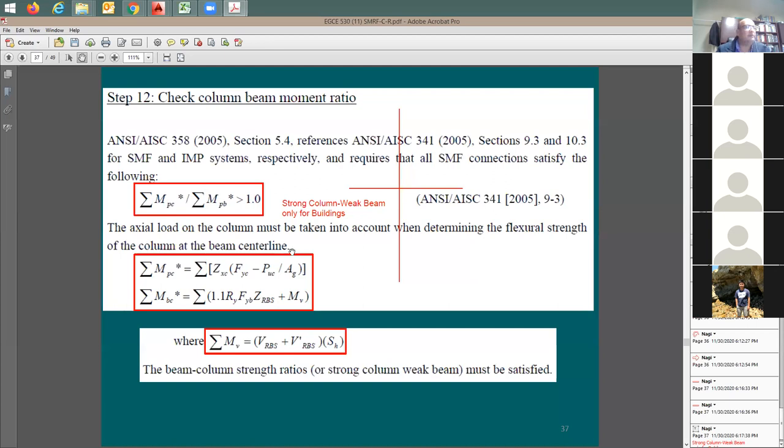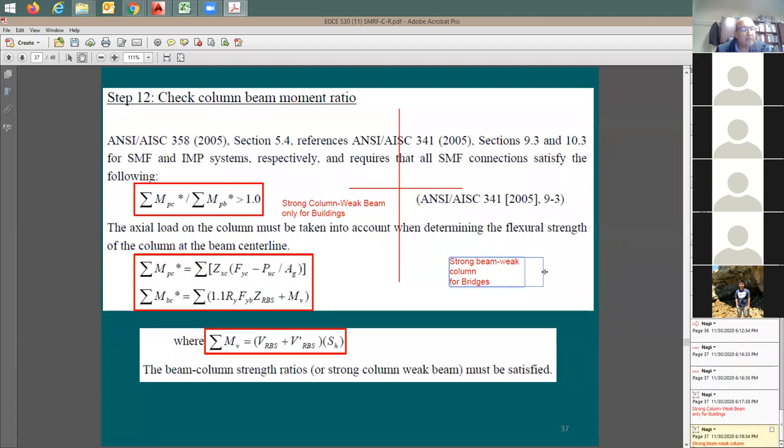But in bridges, we don't want this. In bridges, we would prefer, so I'm going to say here, strong beam, weak column, in bridges. Just remember this. I'm expecting in your final, for sure, you're gonna have a question on this issue. Why do you prefer a strong column, weak beam in buildings? Now you need to explain it, or maybe I'm gonna give you a few options and you pick one of them.